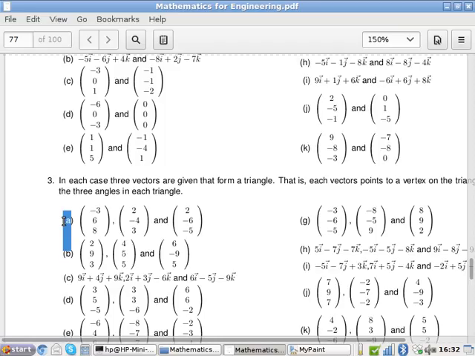Okay, continue. So we find the magnitude for all three. Can we find the magnitude for A, B, and C? Now you have to find AB, AC first.